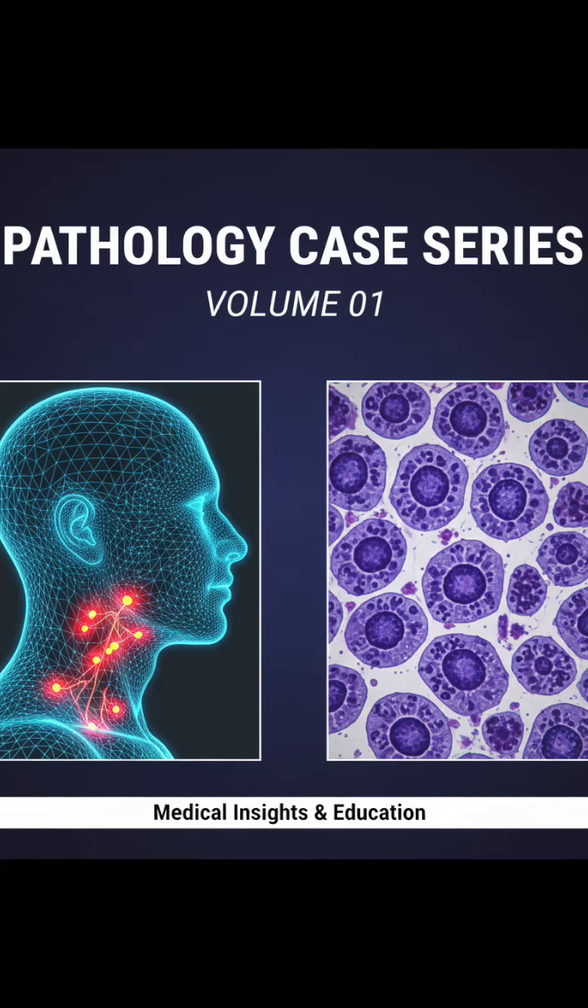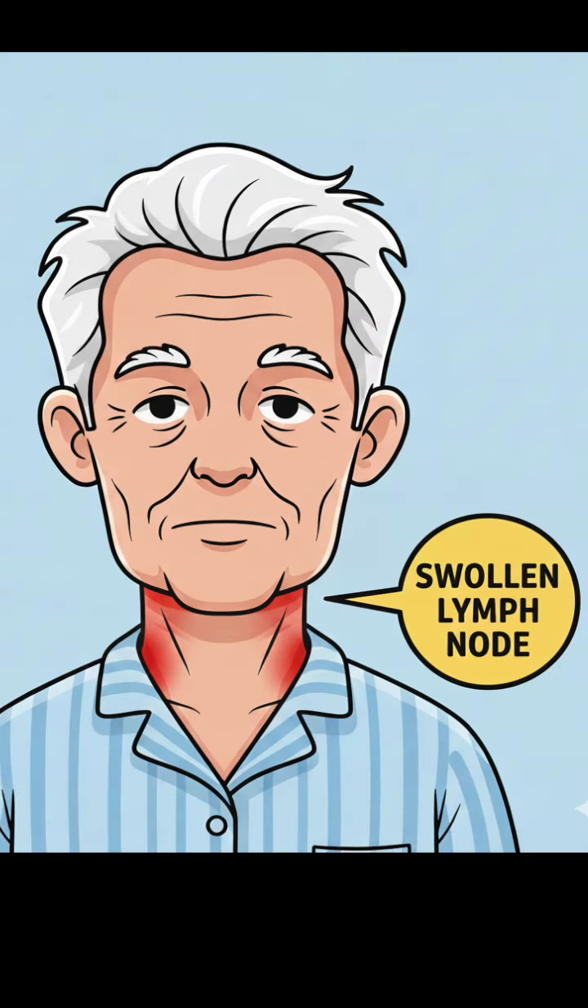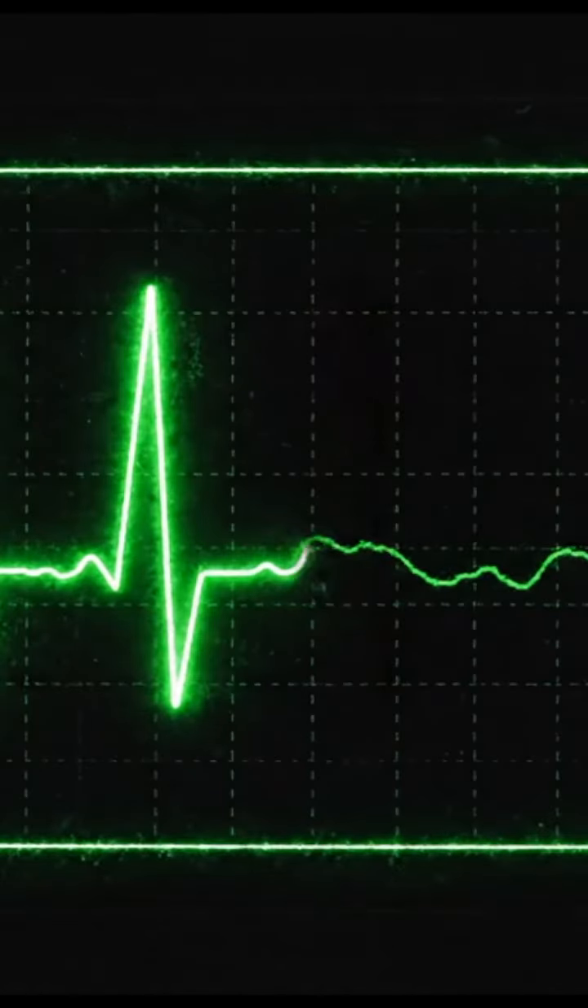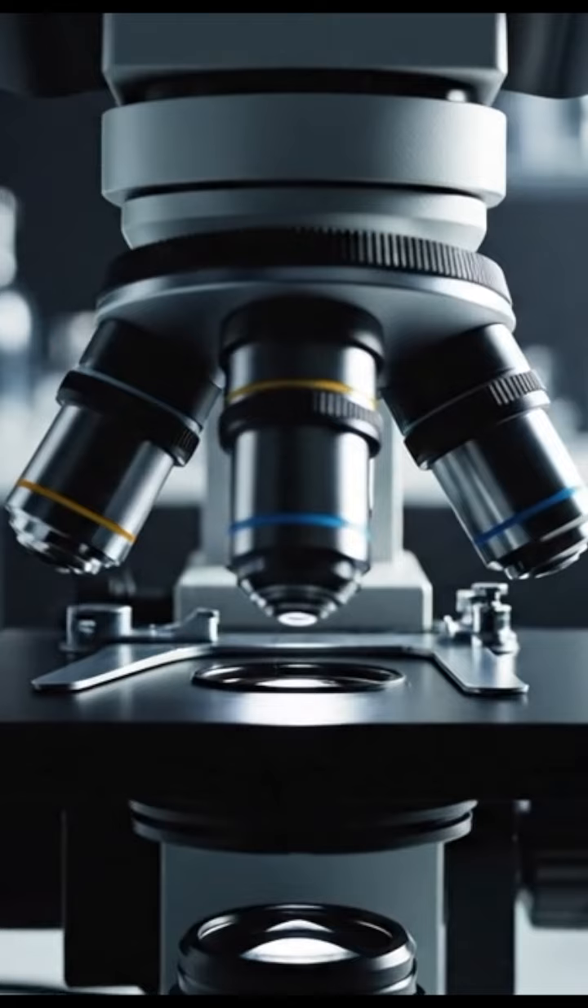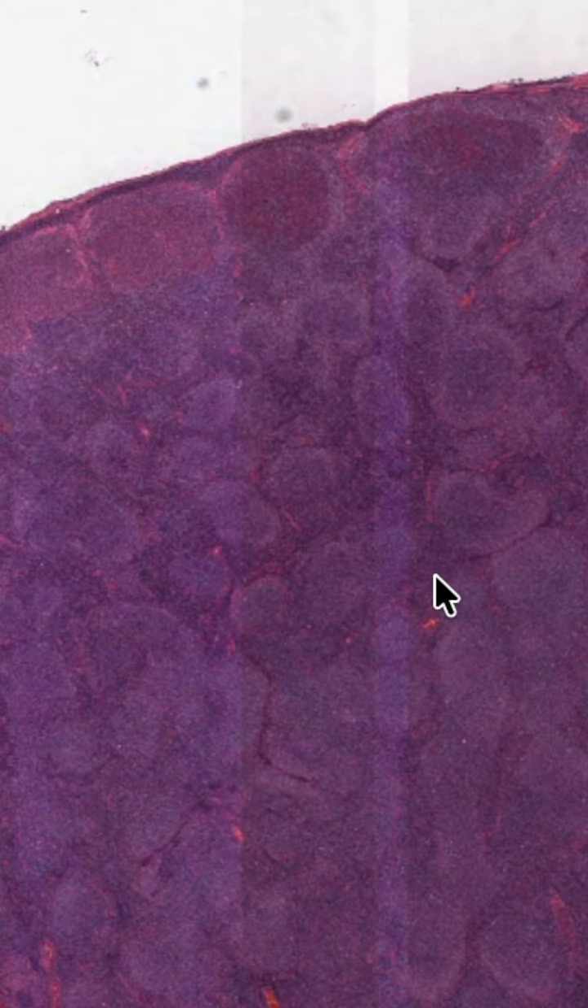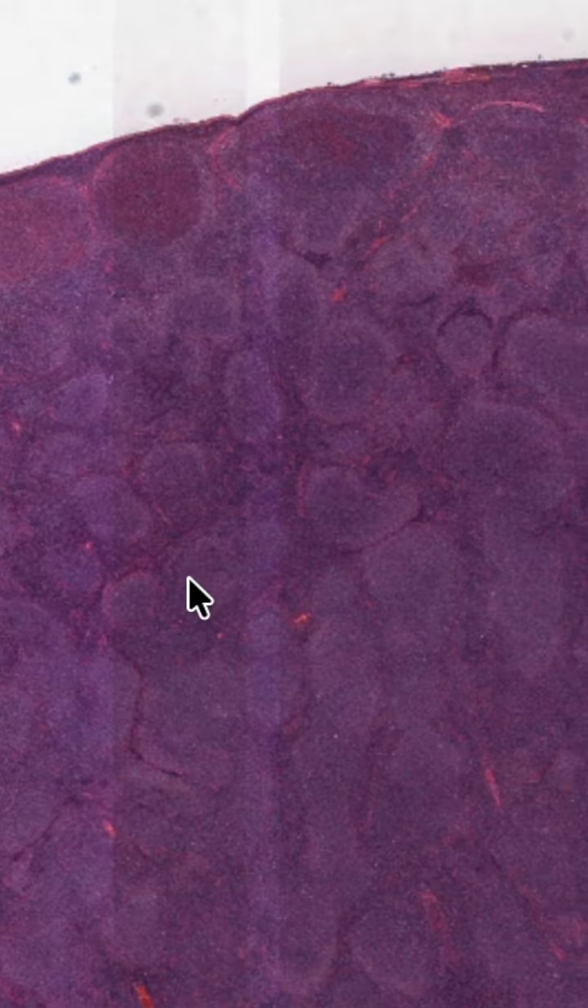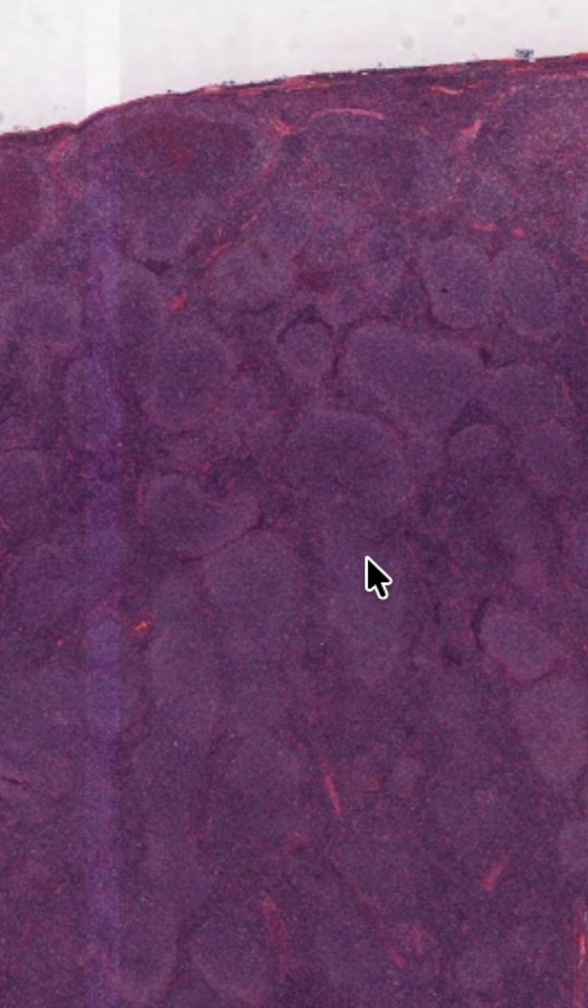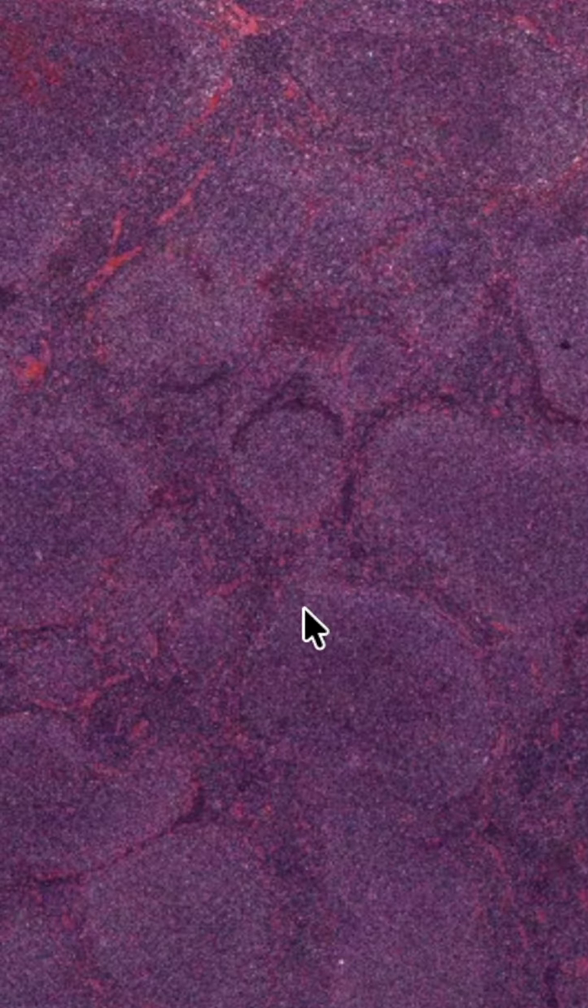Pathology case series. A 65-year-old male comes to the hospital with a cervical node swelling. He was run through a battery of investigations including CBC, and finally a lymph node biopsy was done. And these are the images of the lymph node biopsy. Can you make your diagnosis in the 15 seconds before I reveal it?